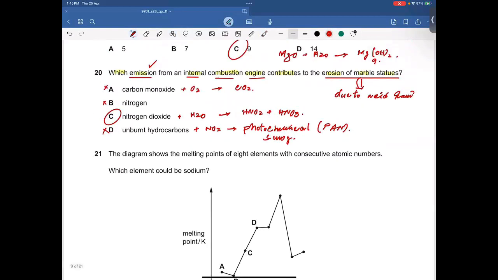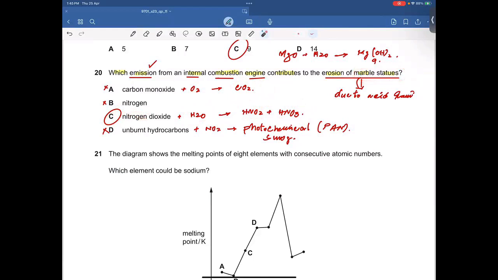If we want to compare the solubility of carbon dioxide and nitrogen dioxide, obviously nitrogen dioxide is more soluble than carbon dioxide, which is why nitrogen dioxide undergoes a disproportionation reaction with water, and so it will form nitrous acid and nitric acid. Whereas carbon dioxide is converted into carbonic acid, which is a very weak acid as compared to these two. So this contributes more to acid rain, which is why it can erode marble statues. Marble statues are made up of calcium carbonate, also called limestone.